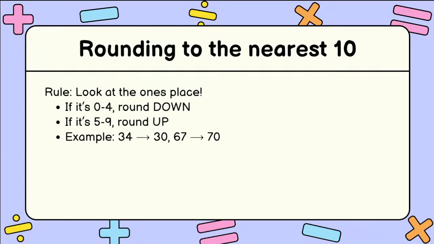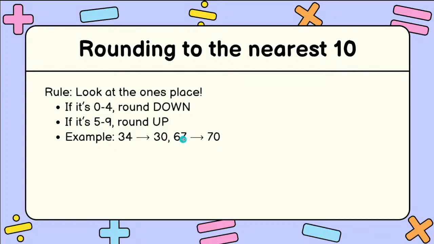So we have two examples here. For rounding 34, there's a 3 in the tens place and a 4 in the ones place. According to the rule, we always look at the ones place. The number in the ones place is 4. If we look back at the rule, if it's 0 to 4, then we round down. Since it's in that range, 4 becomes 0, and the tens place stays the same as 3. So if we round 34 to the nearest 10, it becomes 30.